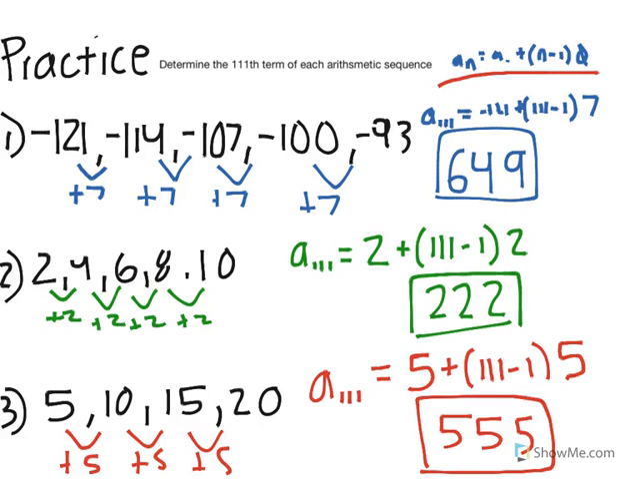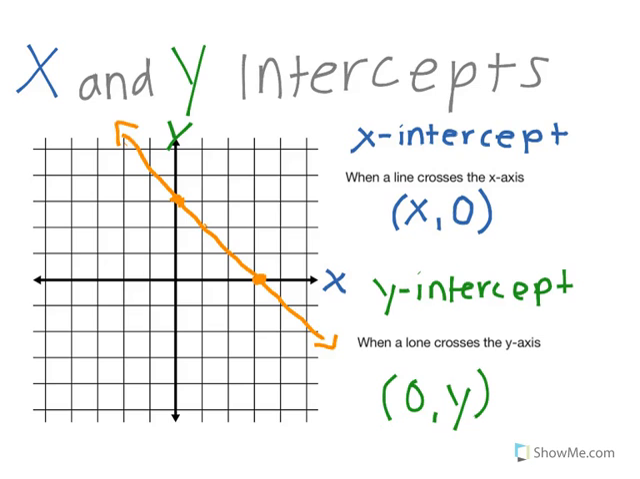I also found the common difference before finding all these. Okay, next topic is x and y intercepts. The x-intercept is when a line crosses the x-axis, and its coordinate point is going to look like a number, 0. While a y-intercept is when the line crosses the y-axis, and it is usually labeled on a coordinate point as 0, a number. I just put y in there.